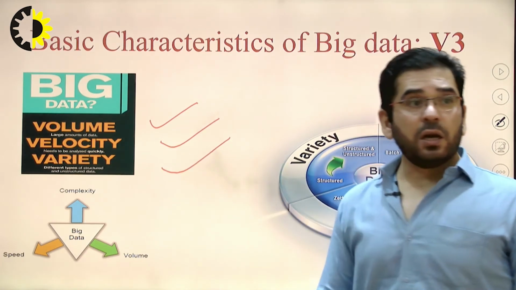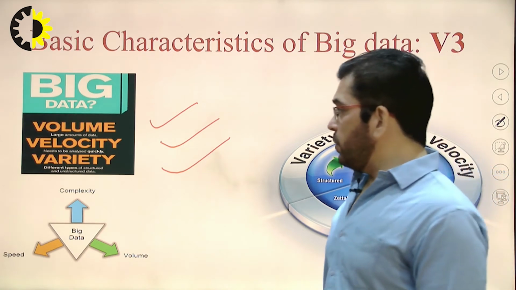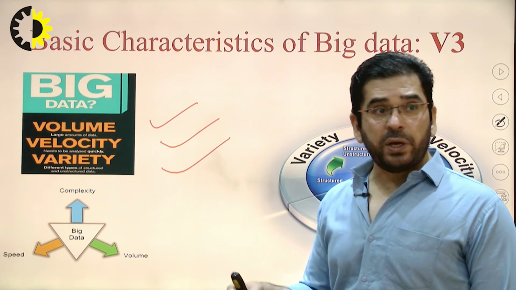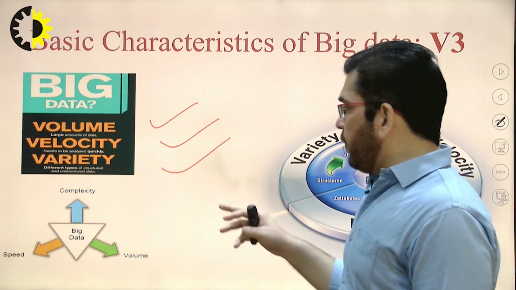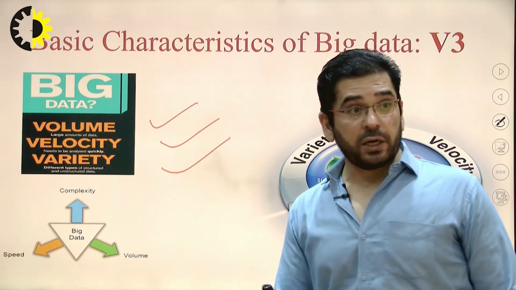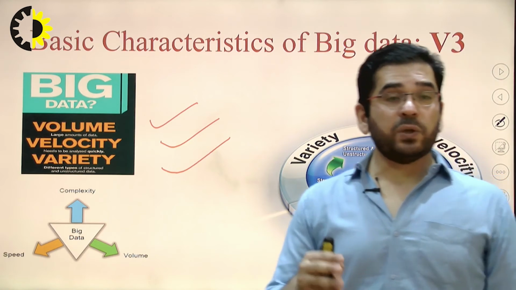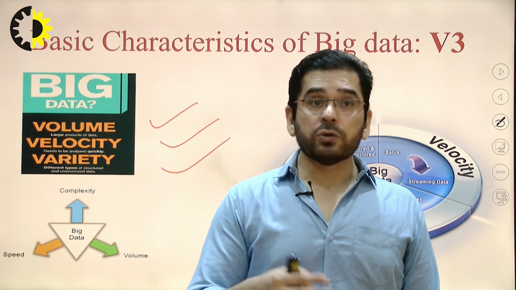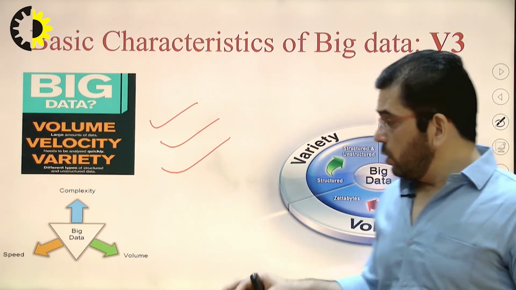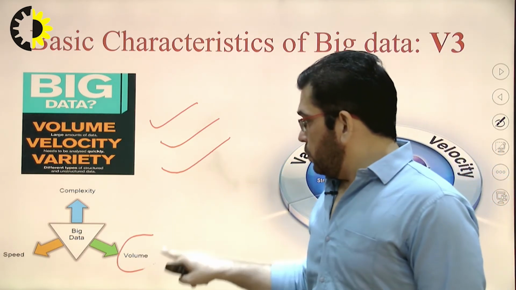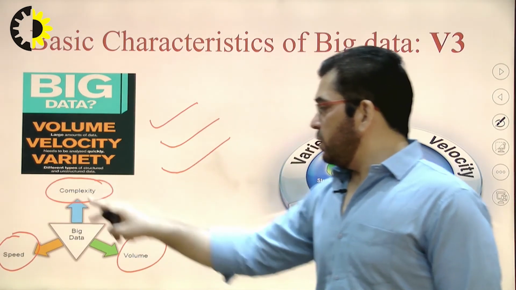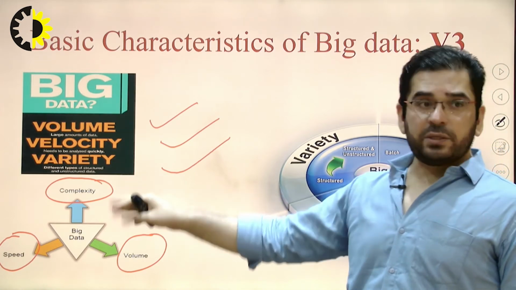Volume means large amount of data. Velocity means it needs to be analyzed very quickly, at a very fast speed, and variety means different types of structured and unstructured data. Especially big data deals with unstructured data and multiple types of data, not simply structured data. So volume, velocity and variety are represented by speed and complexity as well.